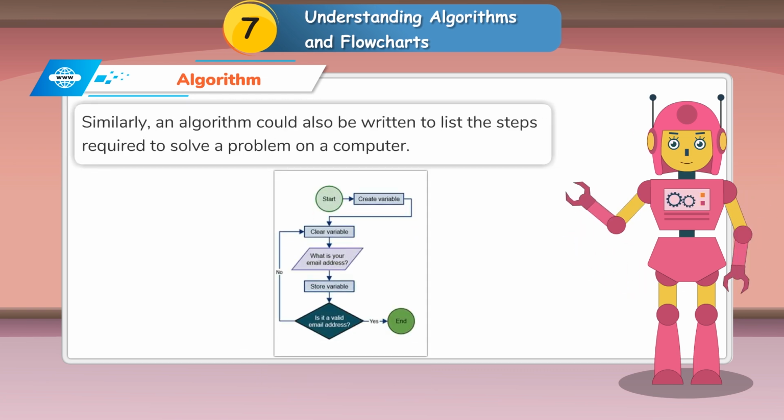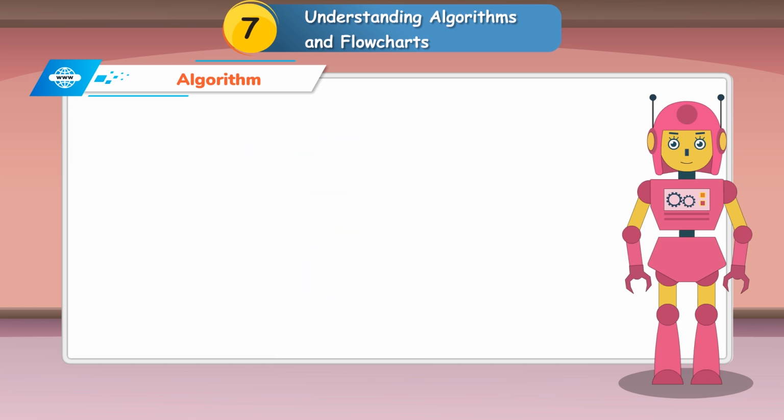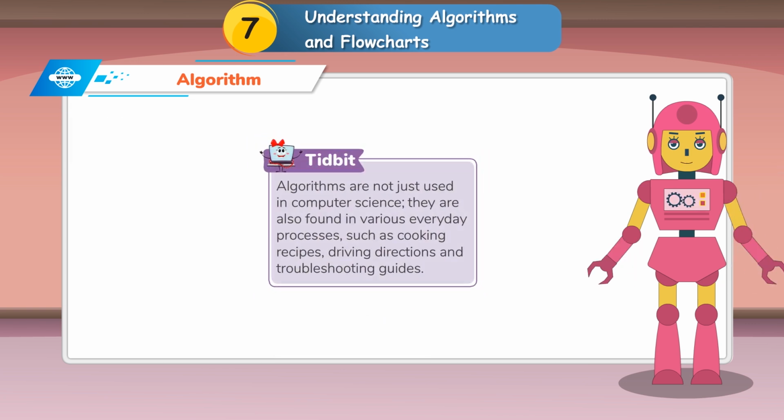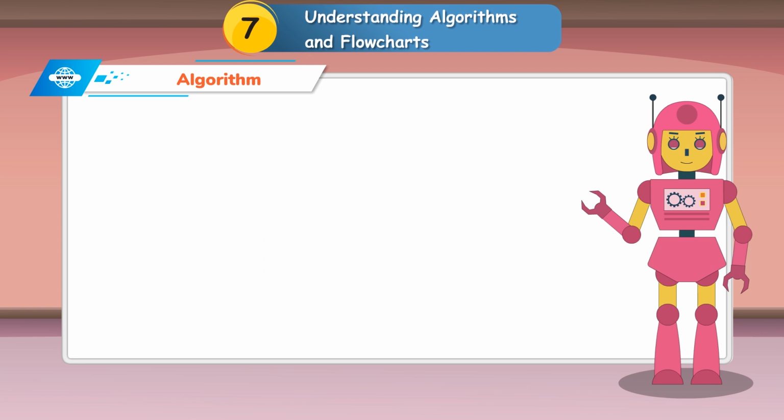Similarly, an algorithm could also be written to list the steps required to solve a problem on a computer. Tidbit: algorithms are not just used in computer science, they are also found in various everyday processes such as cooking recipes, driving directions, and troubleshooting guides.